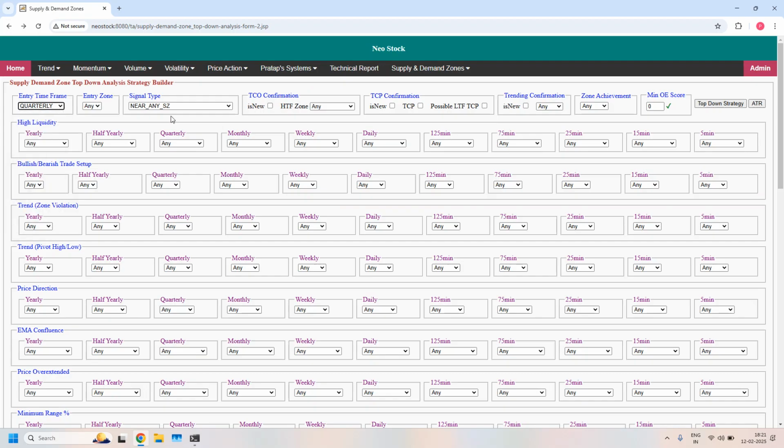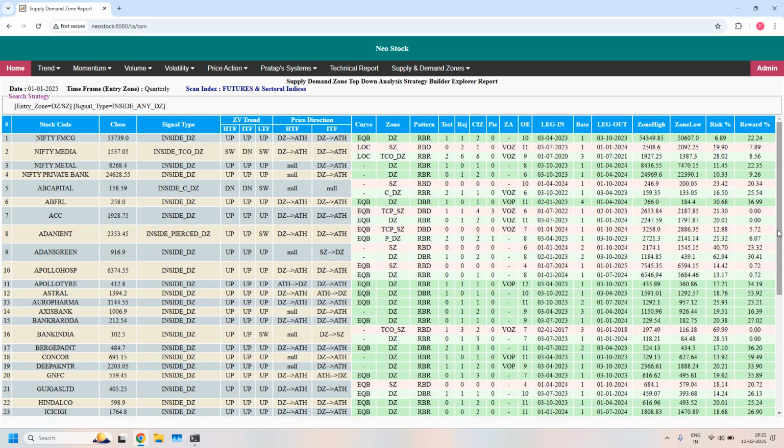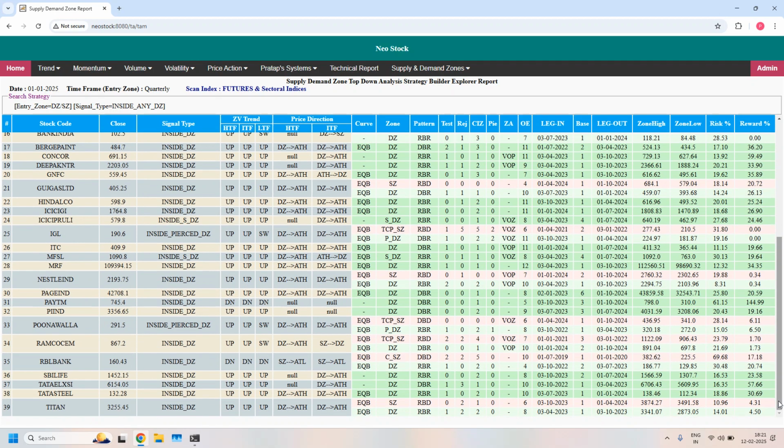Next, quarterly time frame, price closed inside the quarterly demand zone. We got 39 stocks. So first 23 stocks in the list. I am scrolling the list down. So total 39. We can further filter this list by setting quarterly EMA confluence to the quarterly demand zone.